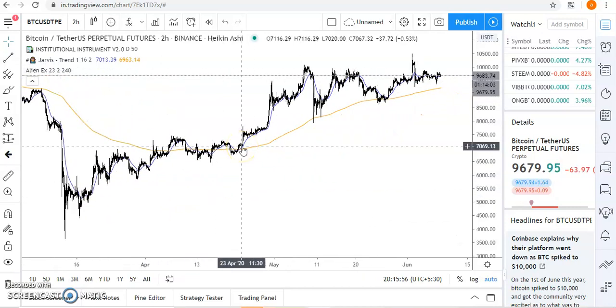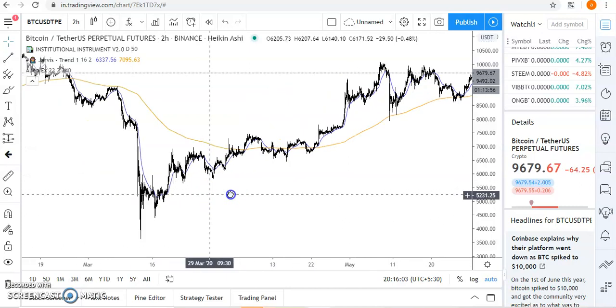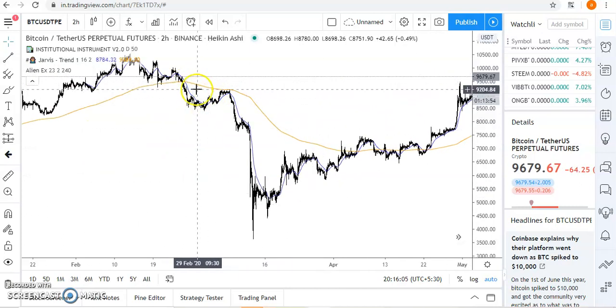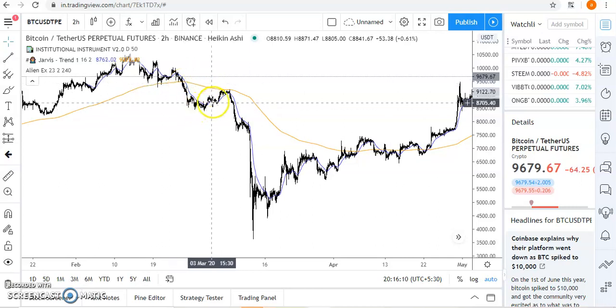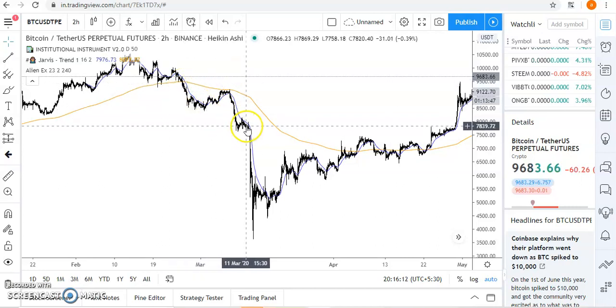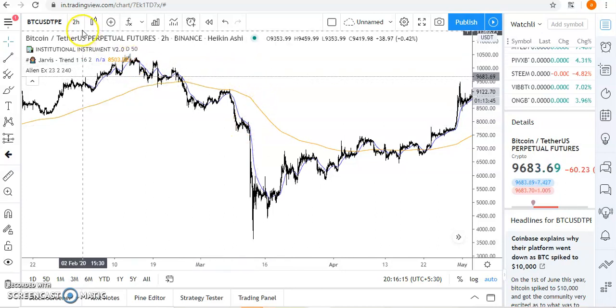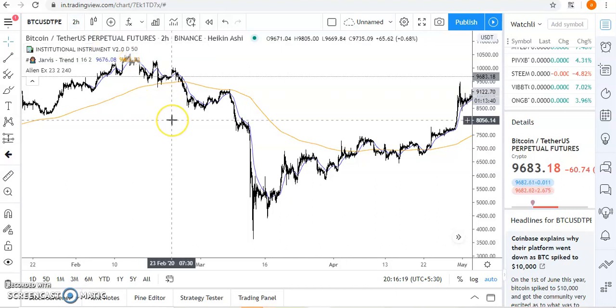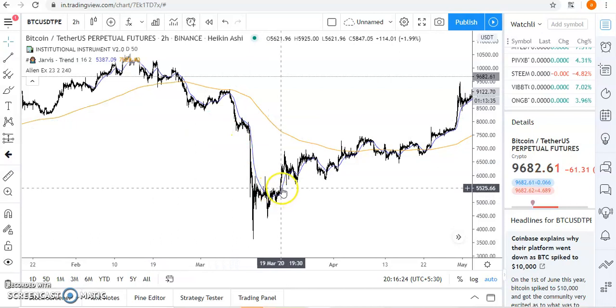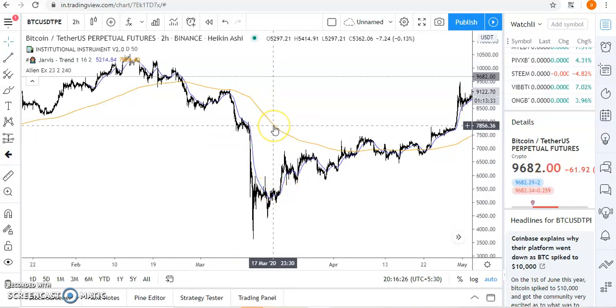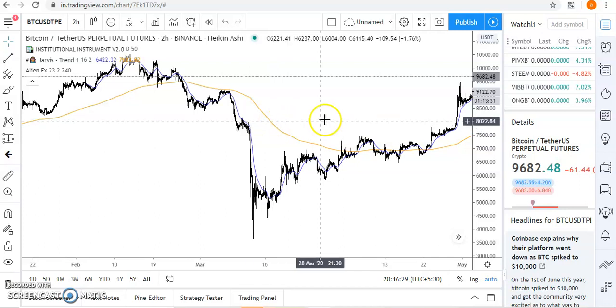Whenever price goes above the 4 hour 200 EMA, then the price is said to be bullish. Whenever the price is trading below the 4 hour 200 EMA, then you can say the market is bearish. For simplicity, I have used the 2 hour time frame. You can use any time frame, but you should always use these two lines. The blue line is for swing trading and the orange line is for trend confirmation.